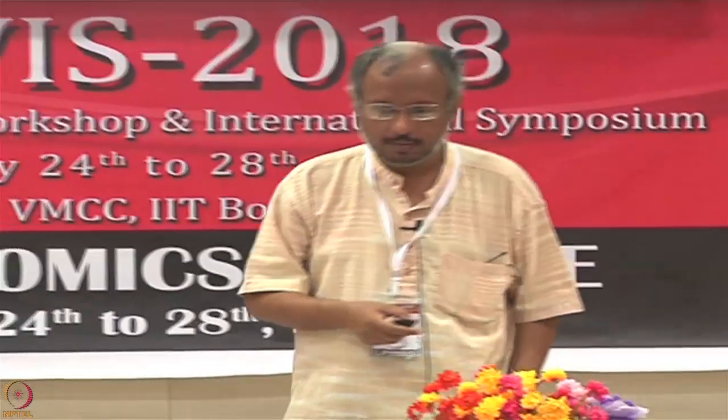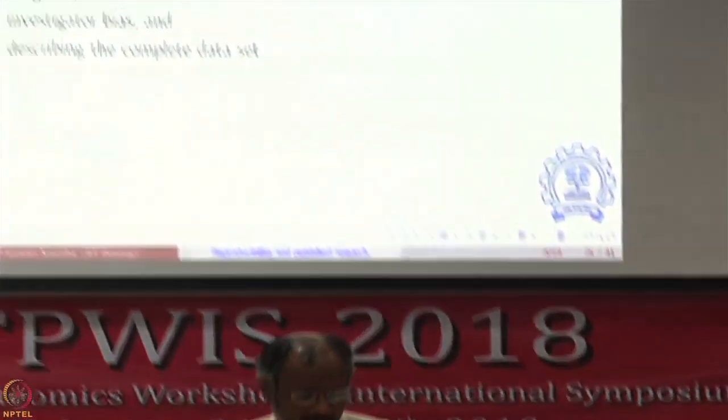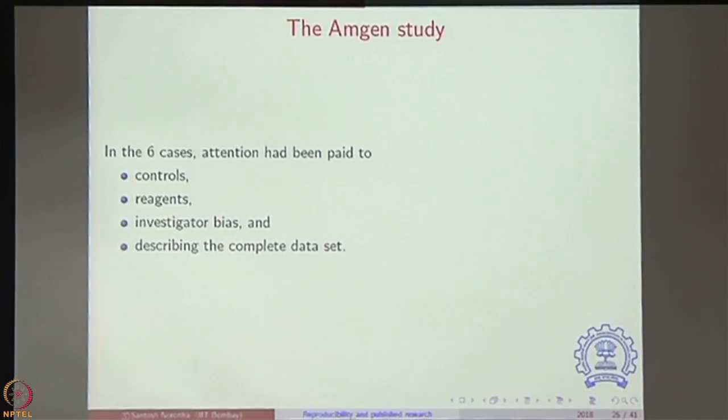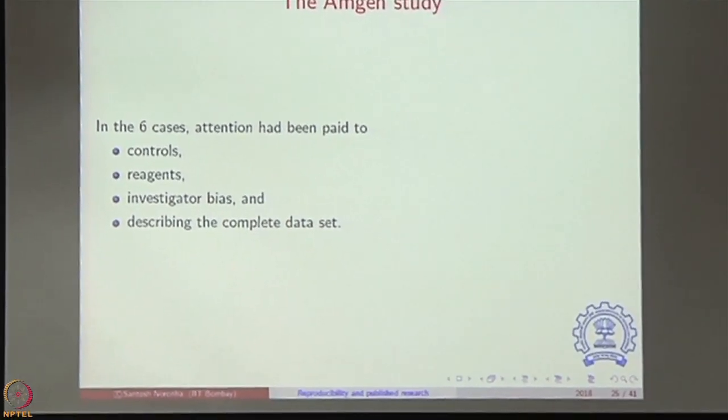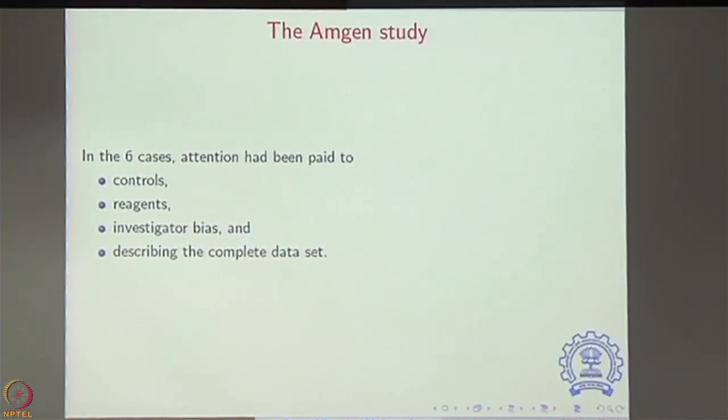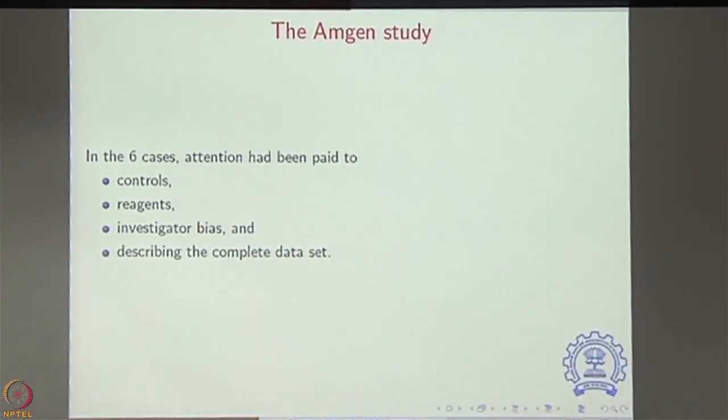In the 6 cases where the results could be reproduced, when you look carefully at what happened, attention had been paid to doing the right controls in the experiment. You need the right controls. You do not make claims about results based on only a test case. You do the controls.